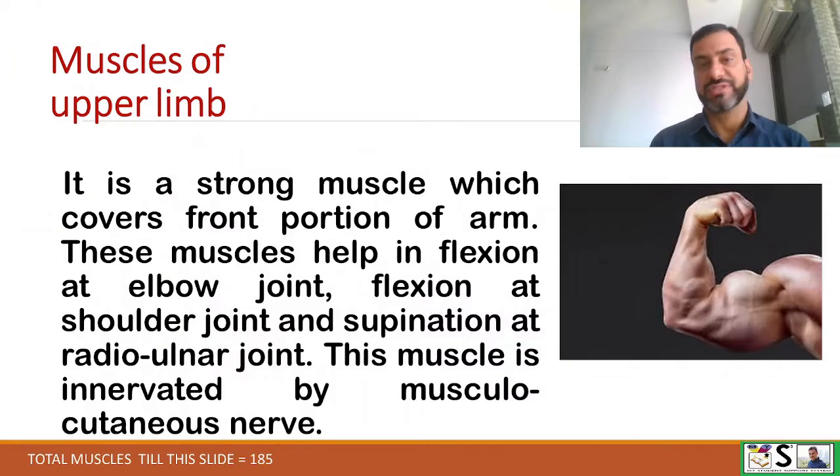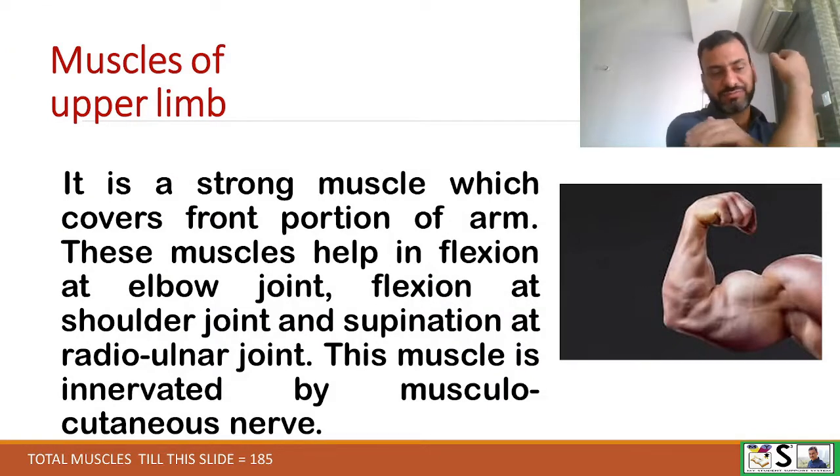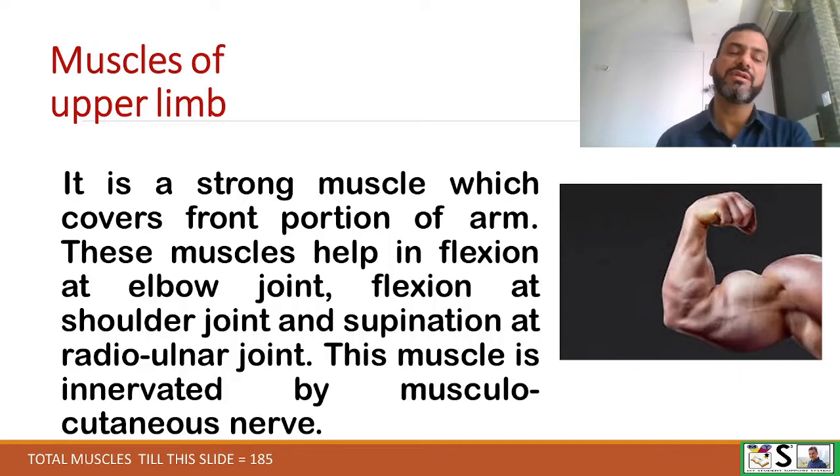It is a strong muscle which covers the front portion of the arm here. These muscles help in flexion at elbow joint, flexion at shoulder joint, and supination at the radio-ulnar joint. This muscle is innervated by musculocutaneous nerve.